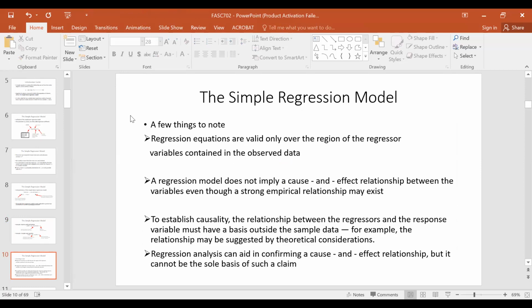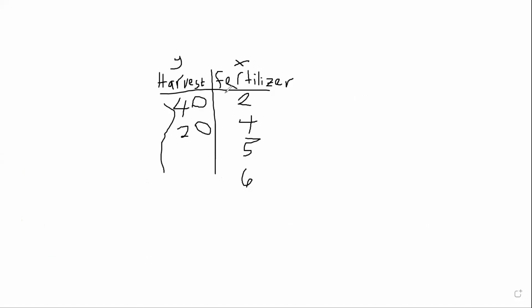So, a few things to note. Regression equations are valid only over the region of the regressor variables contained in the observed data. Oh, where is my whiteboard? Here, right here. Are you with me, folks?